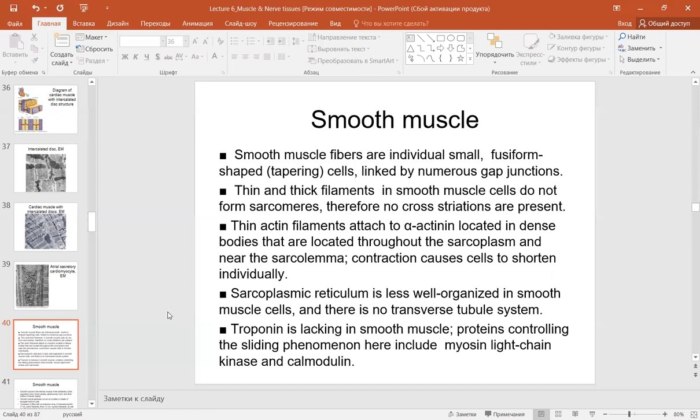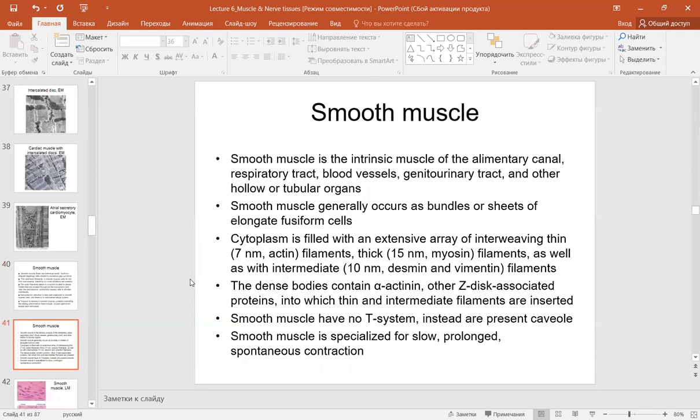Sarcoplasmic reticulum is less well organized in smooth muscle cells and there is no transverse tubular system. Troponin is lacking in smooth muscle. Proteins controlling the sliding phenomenon here include myosin light chain kinase and calmodulin, which regulates the concentration of calcium ions in the cytoplasm.